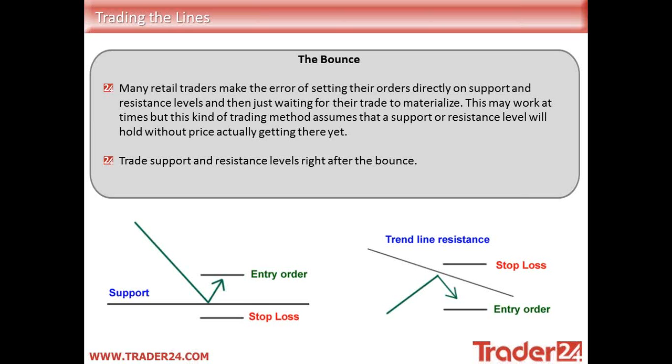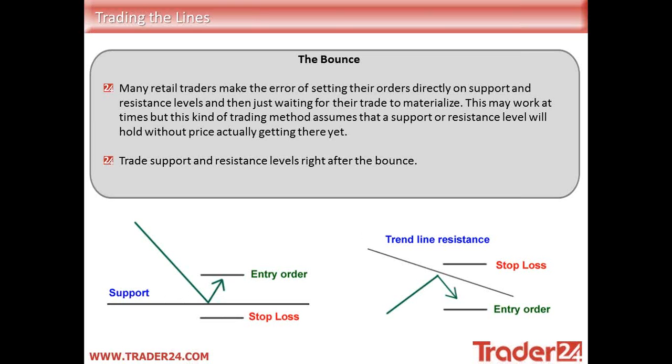This may work out, but quite honestly, this type of trading assumes that a support or resistance level will hold without price actually getting there yet. Trade support and resistance levels right after the bounce. Okay, so what I mean by that is on the left-hand side, we would basically wait for the bounce off the support line, probably maybe 10, 15 pips off that support line, depending on what time frame you're working on, and we would then have our stop loss level about 10, 15 pips below the support line.